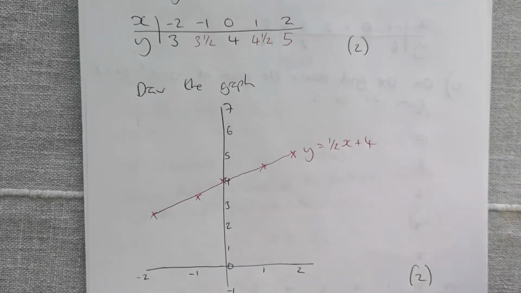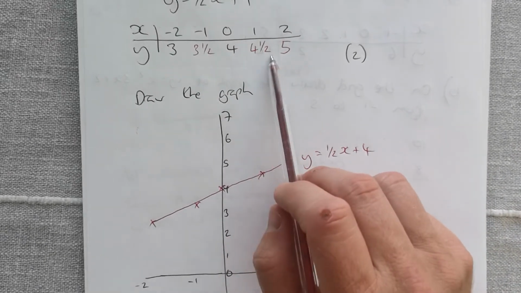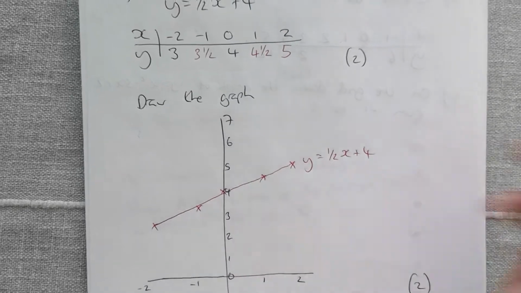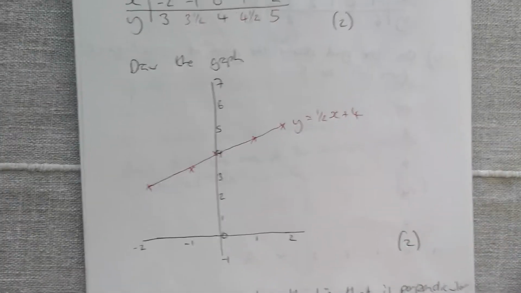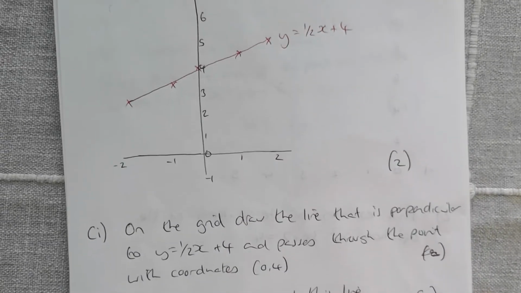Okay, should have said about marks. Usually you need to get 2 of these values up here, any 2, to get 1 mark. Second mark comes from obviously getting it all right. Plotting the points, 1 mark. Getting it joined up with a ruler, straight line, second mark.